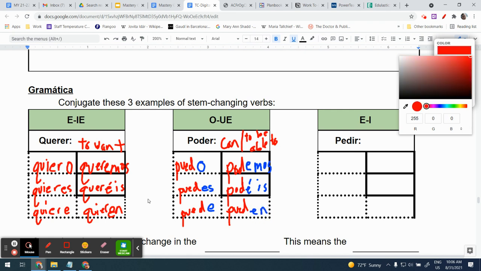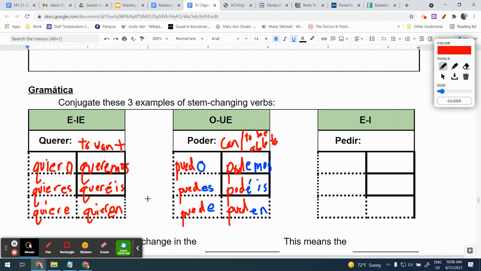Pedir, E to I. E to I are really rare. They only happen on IR verbs. Pedir means to request, to ask for, to order, as in like order food in a restaurant. So pedir, the E changes to I in the stem in the boot. So I have pid, pid, pid, pid.